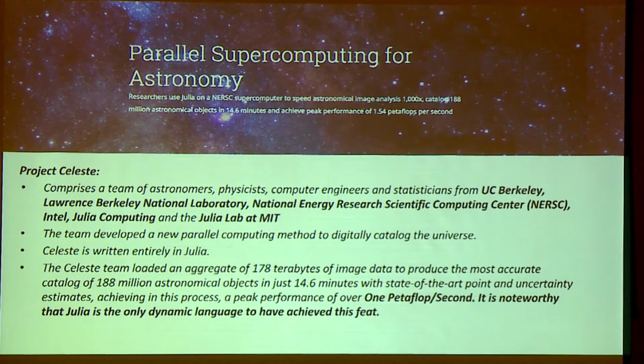This experiment was the first ever to reach a petaflop per second. I think a peta is 10 to the power 15, yeah. So teraflop and petaflop. That means it was able to do 10 to the power 15 floating point operations per second on this huge supercomputer at NERSC. I think it's called Cori. How many cores was it? It has hundreds of thousands of cores. So Julia is the only dynamic language to be used for a purpose like this. That's a big deal.